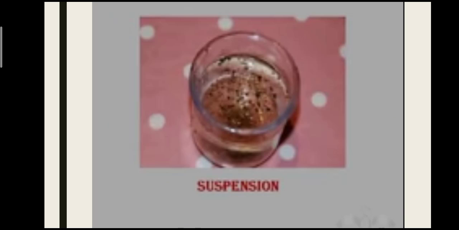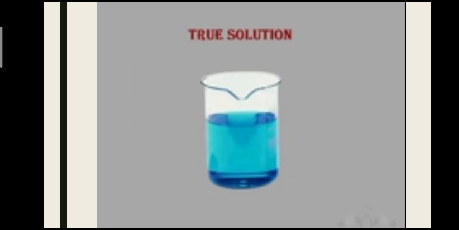Now, let's look at another type of solution, that is aqueous copper sulfate solution, which is a true solution. Now, what are the properties of true solution? A true solution is always homogeneous. So, when we look at aqueous copper sulfate solution, we see that it is the same throughout, since it is uniform in composition. So, it is homogeneous. It is also clear and transparent.